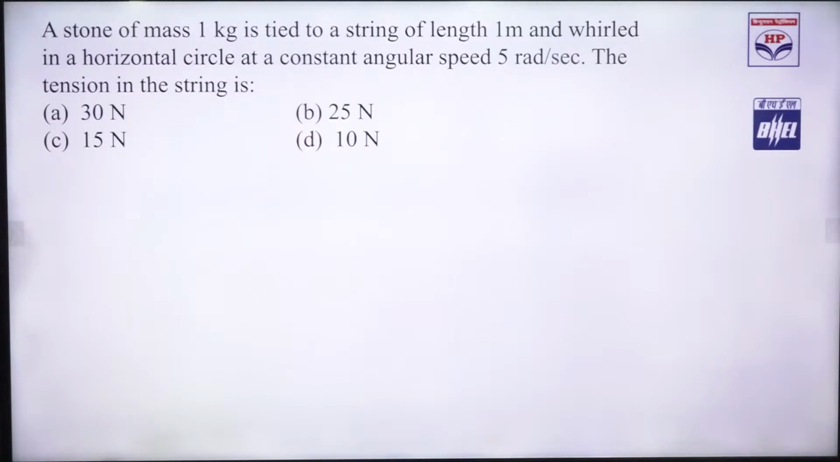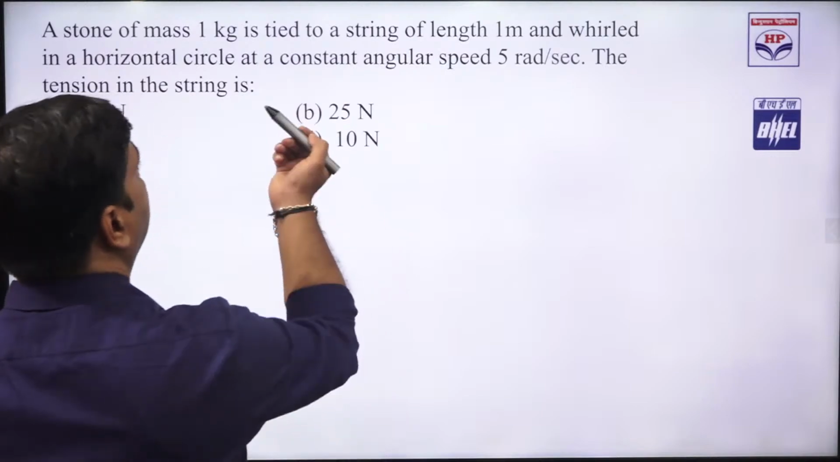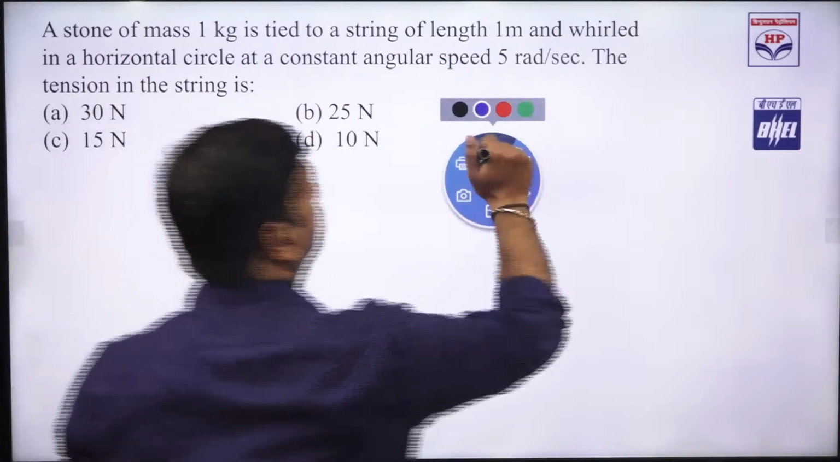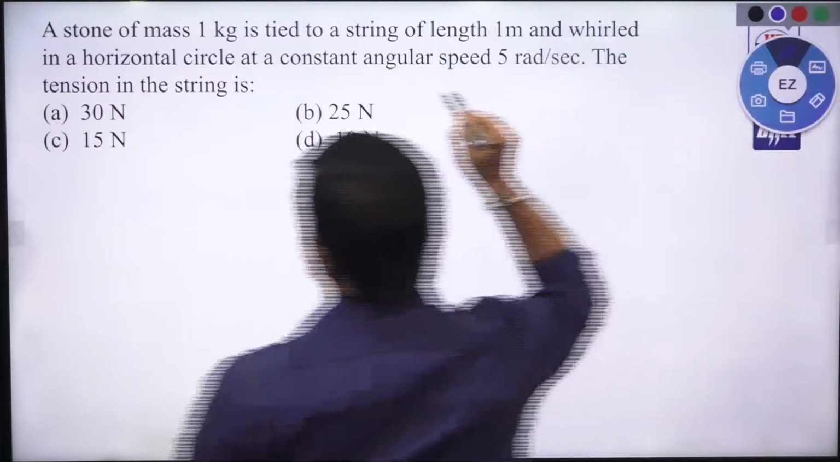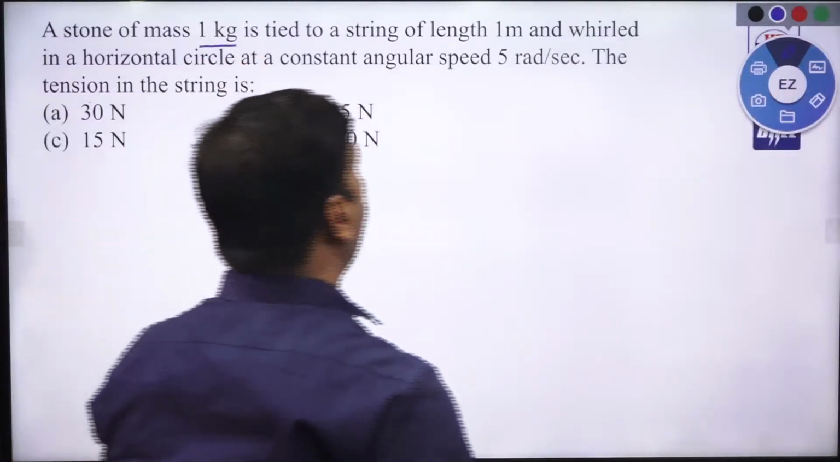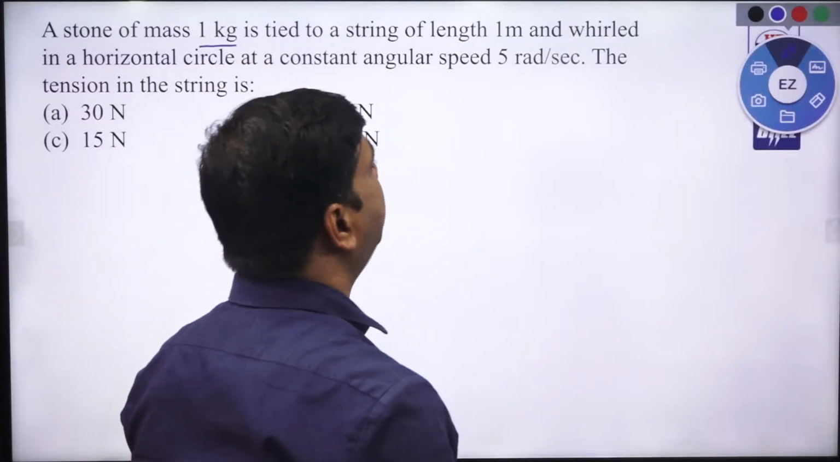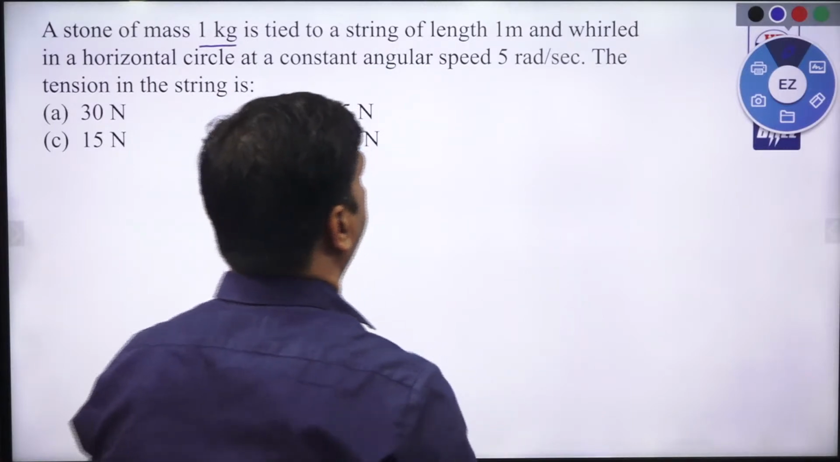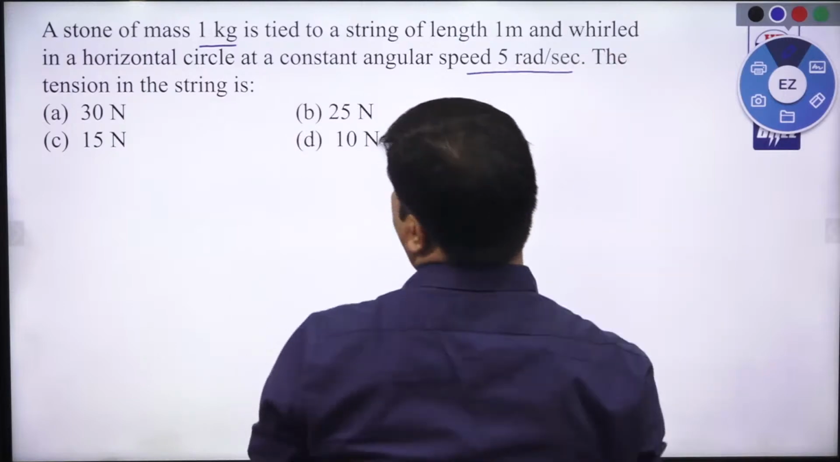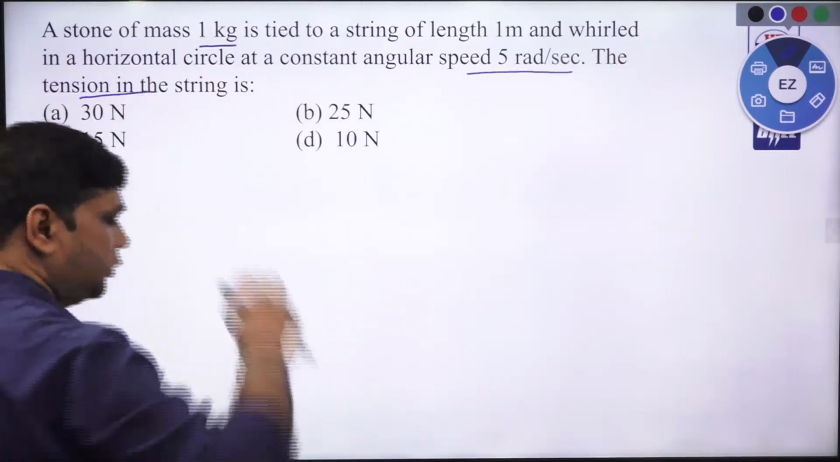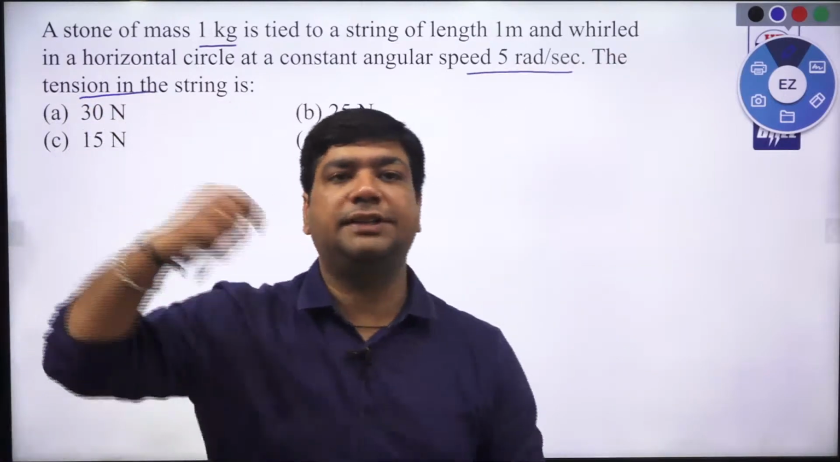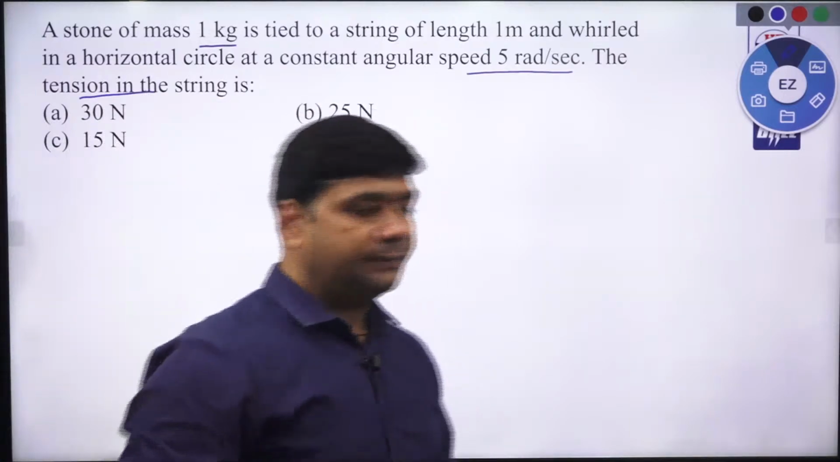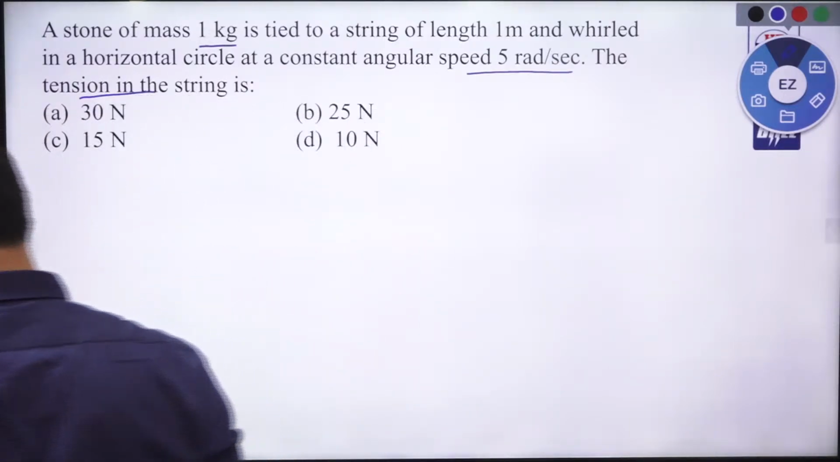The question is saying that a stone of mass 1 kg is tied to a string of length 1 meter and is whirled in a horizontal circle at a constant angular speed of 5 radians per second. If I rotate a stone like this, what is the tension in the string?